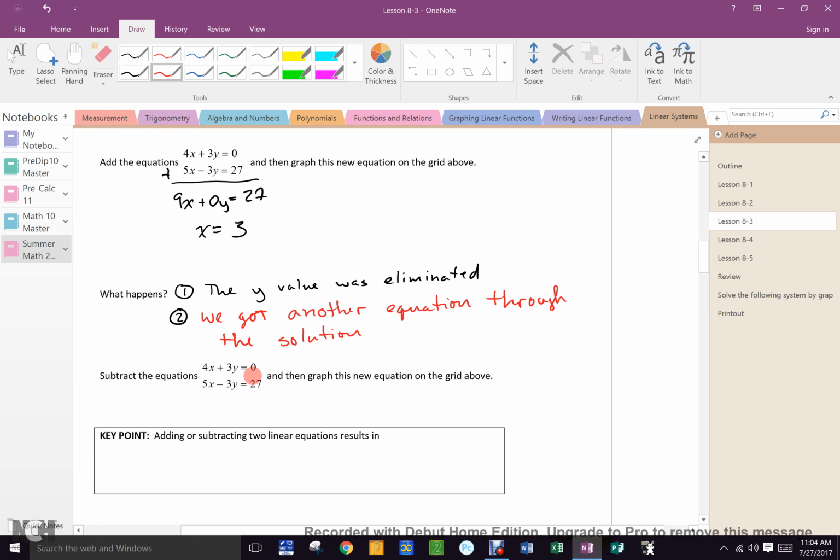Subtract them. What's 4 minus 5? Negative x. What's 3 minus -3? 0. -3. 6. What? Oh, it's subtraction. 6. Negative 6. Positive 6.